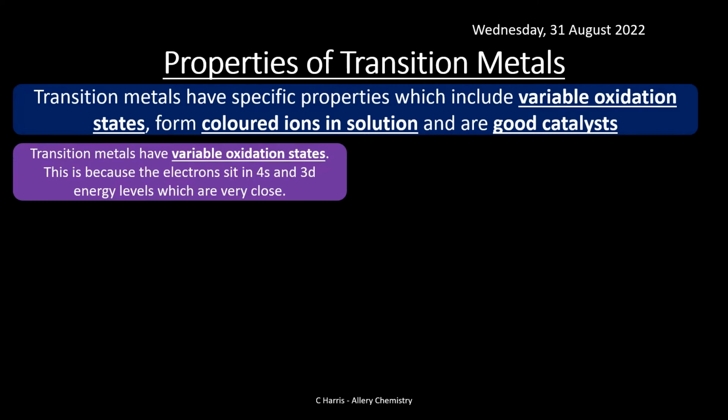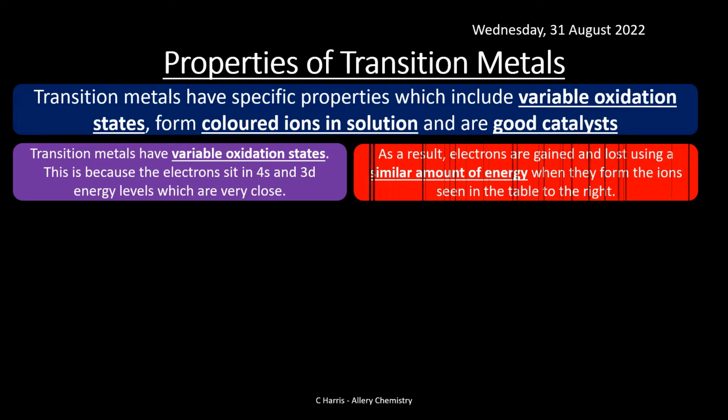So transition metals have variable oxidation states. That's one of the properties of them, and throughout this video we're going to look at all of them. But variable oxidation states, and this is because the electrons sit in the 4s and 3d energy levels. And as we'd seen in the diagram just before, these sit very close to each other. And because their energy levels are quite close, the electrons can jump from 4s to 3d quite readily, as we've just seen before when we're removing the electrons.